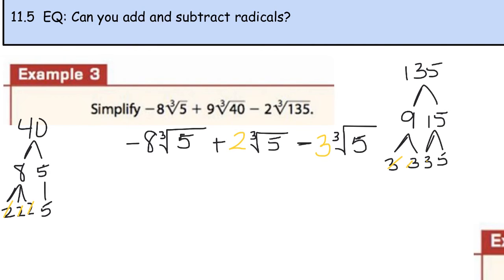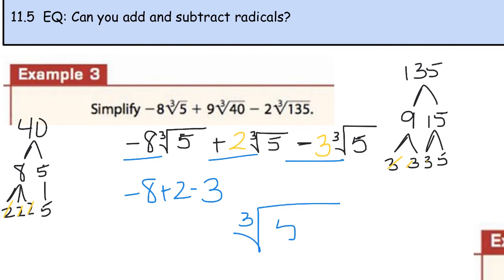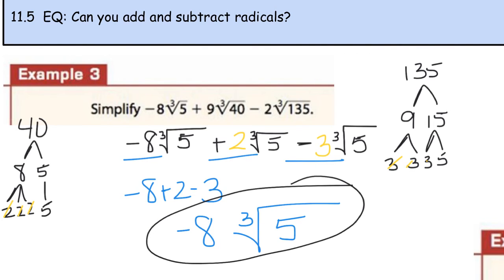Now we have the same radicands. So what we do is we use the numbers sitting out front, like the coefficients, and we combine them. But be careful because we have signed numbers. This is -8 and 2 and -3. So -8 plus 2 minus 3, because I know it's going to be cube roots of 5 sitting at the end. -8 plus 2 is -6, and -6 and -3 is -9. So my answer is -9 cube roots of 5.